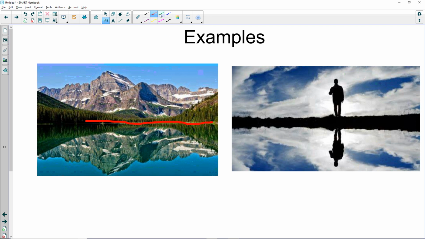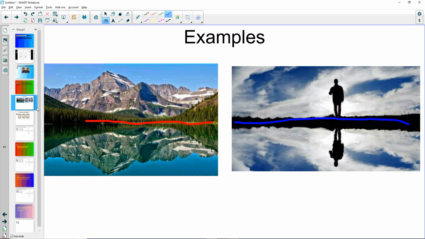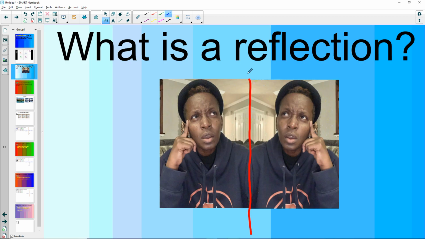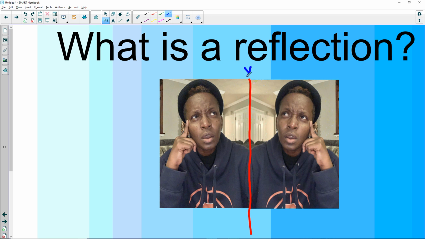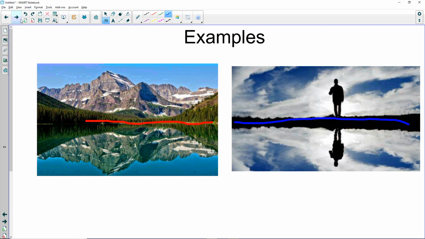Moving over here, we have another example of a reflection where I can draw a horizontal line that shows where the reflection of this person is being mirrored into the water. The first reflection I showed was a picture of myself, and the picture of myself, guys, had a vertical line. This vertical line would represent the y-axis. As I move on to these examples, this horizontal line would represent the x-axis. So that's what we're going to talk about as we move on in talking about reflections on a coordinate plane, okay?